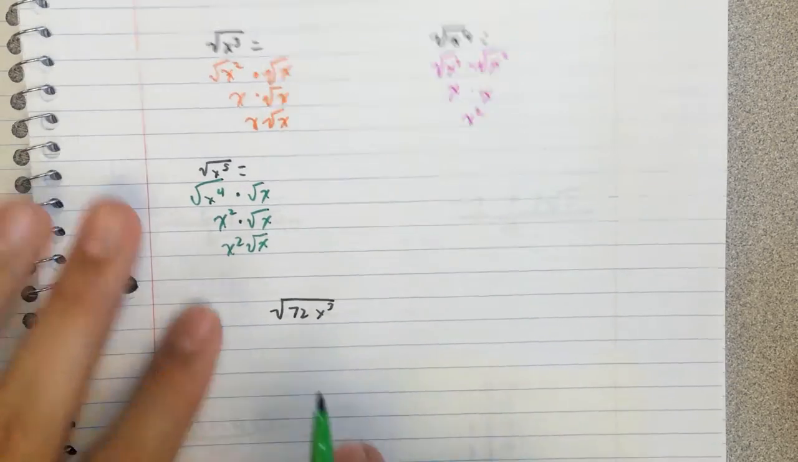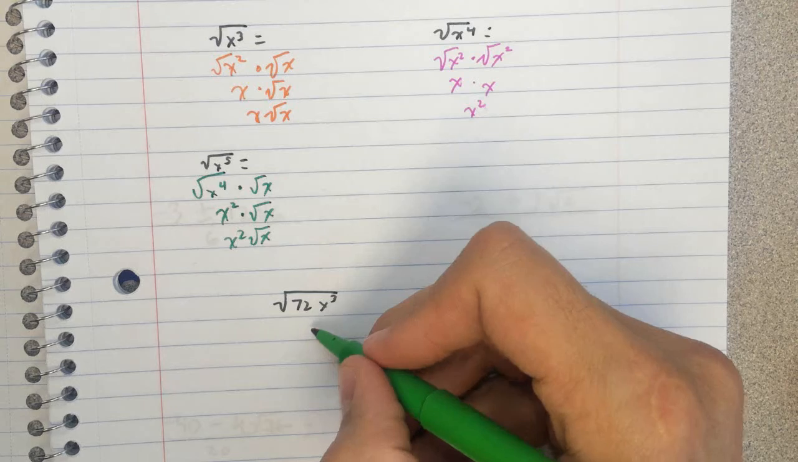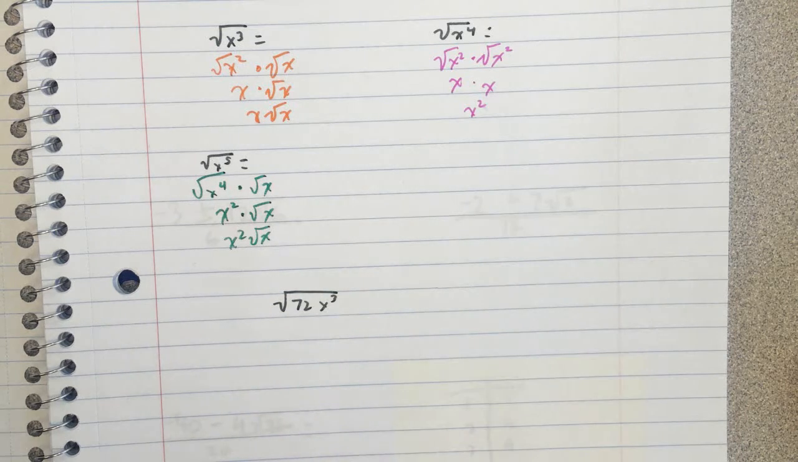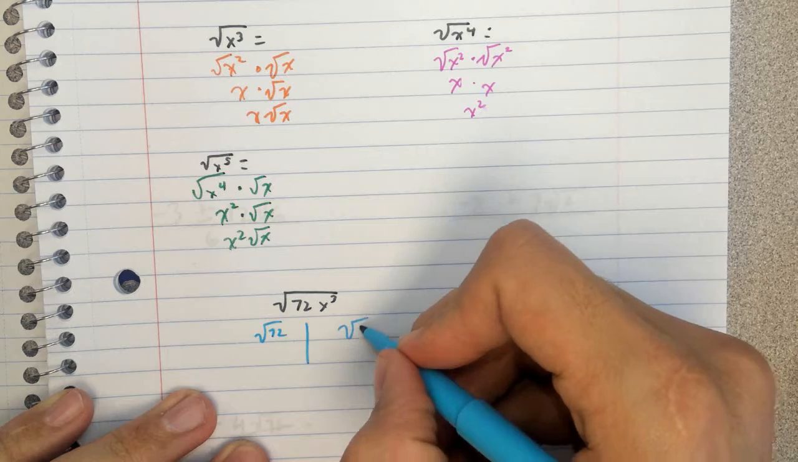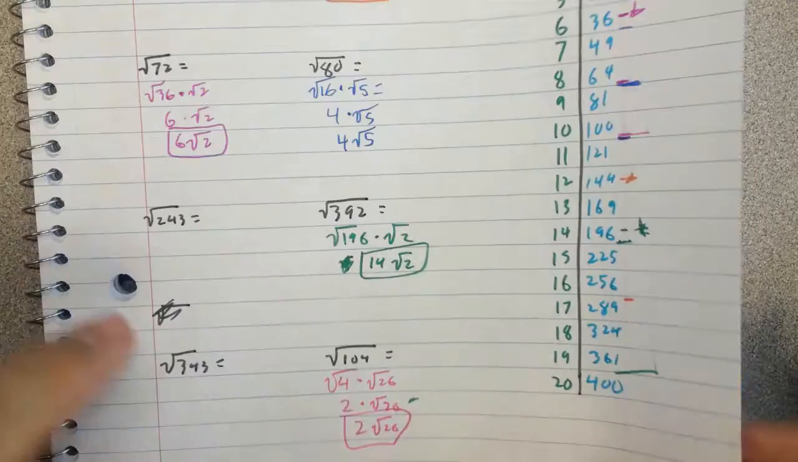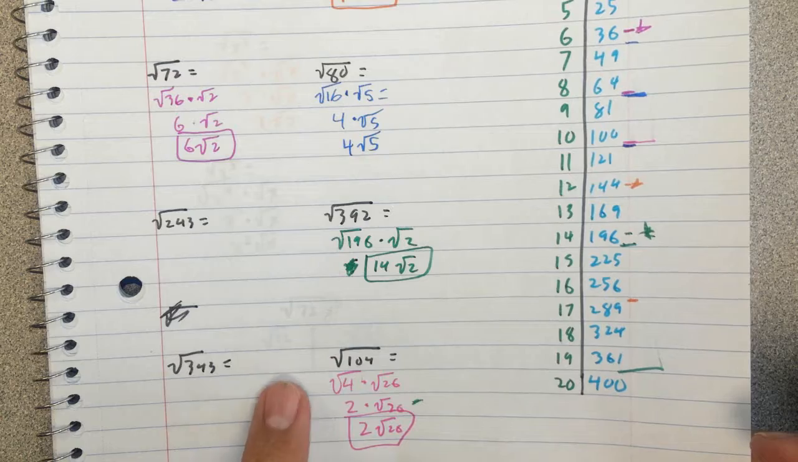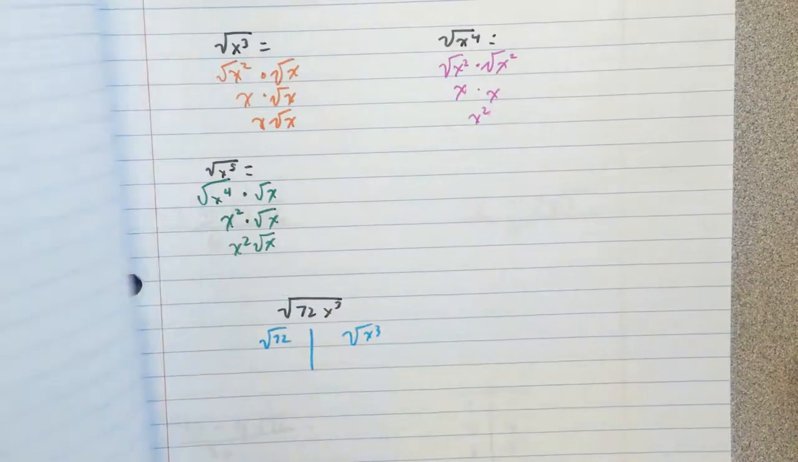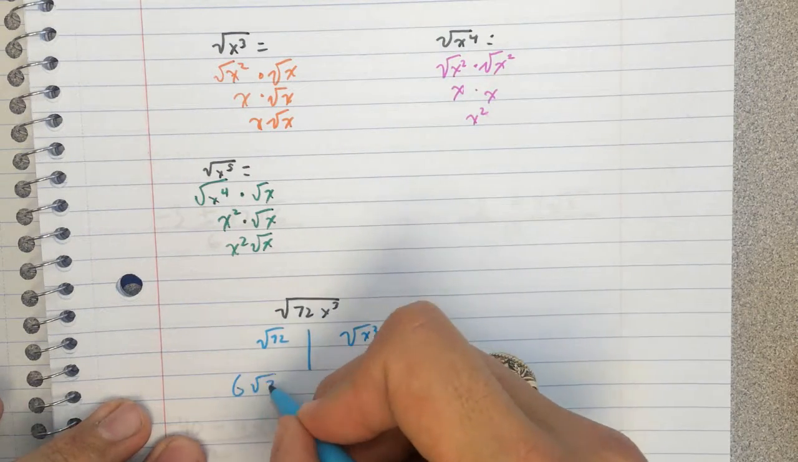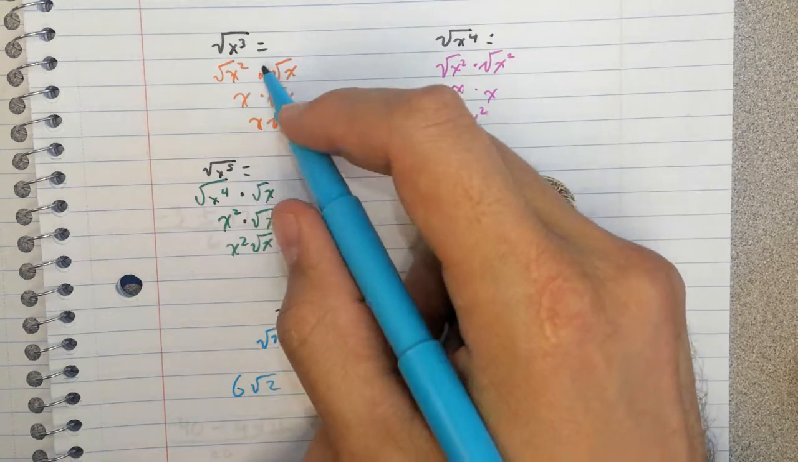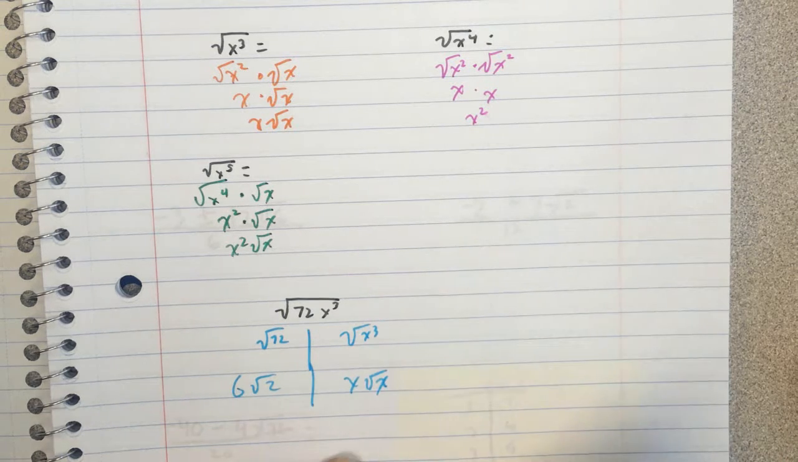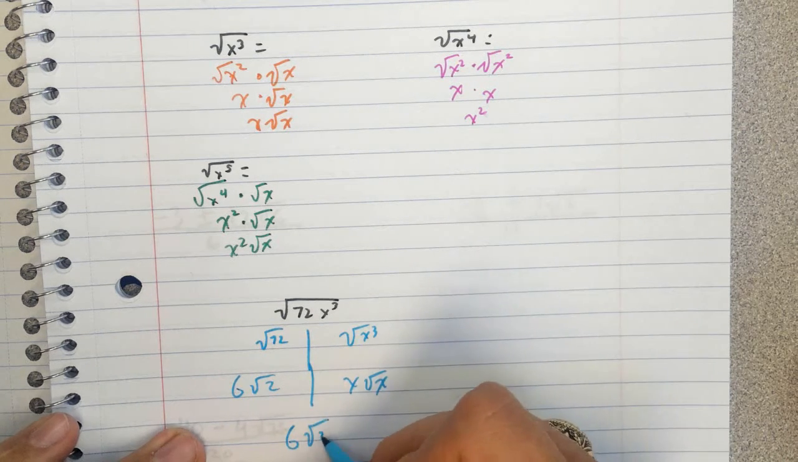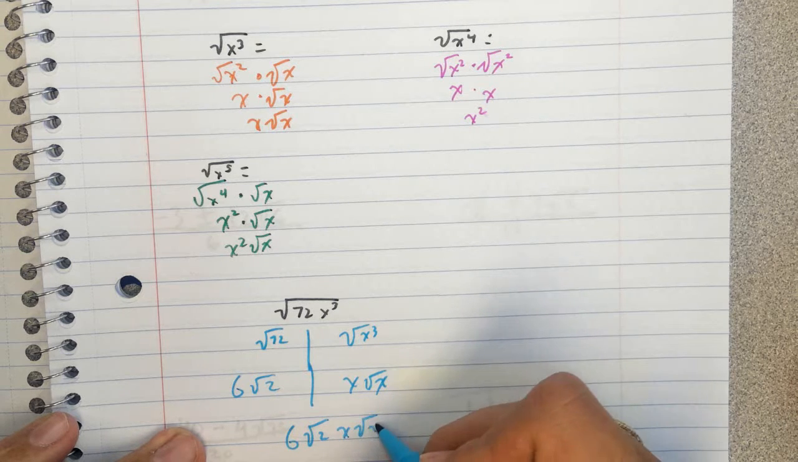Is that simplified? If I have a number in there, I'm simply going to split it up and work on it separately and combine them together at the end. I'm going to work on the square root of 72 and the square root of x to the third separately. From the previous page, the square root of 72 is 6 square root of 2. x to the third from up here is x square root of x. My answer is just simply 6 square root of 2 and x square root of x.